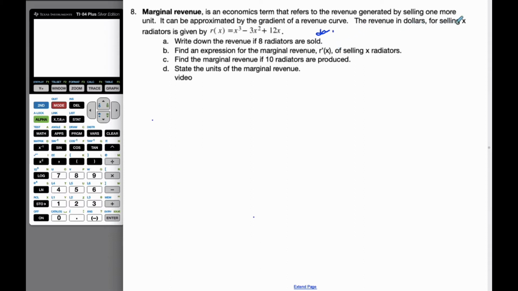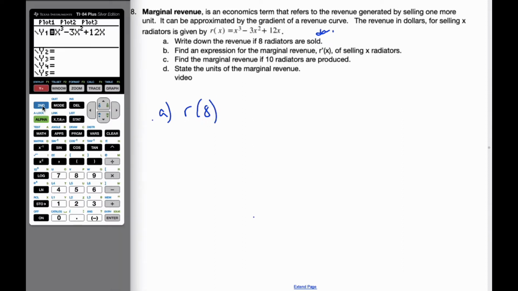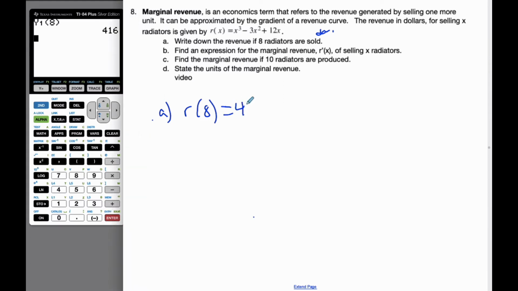The revenue in dollars for selling X radiators is given by this particular function. Write down the revenue if 8 radiators are sold. Well, I know I want R of 8. If I go to my calculator, I've already put it in here. So let me just go Y1, use the function notation idea, and I can get the radiators. I'm going to get $416. This is radiators, this is dollars.